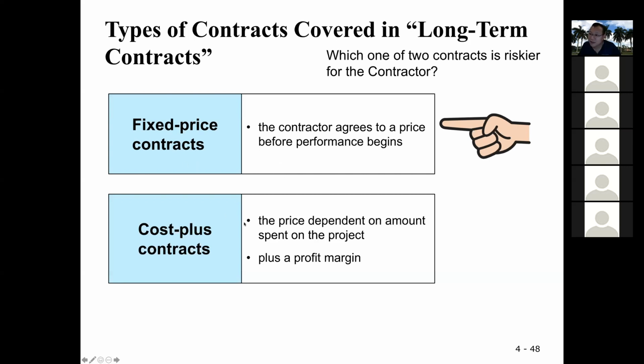In comparison, the cost plus contract is not taking the risk. Guess what? I don't know how much it's going to cost me, but what I'm going to charge you is based on the actual cost plus a margin, at the end of the day. So in the fixed price contract, the contractor is taking the risk. In the cost plus contract, the customer is taking the risk. Does this make sense?